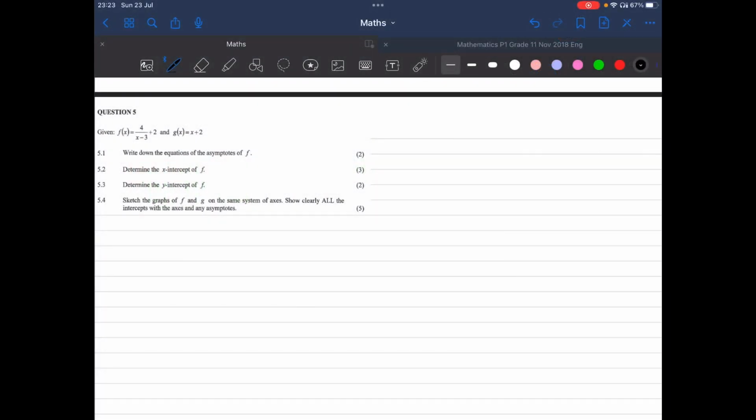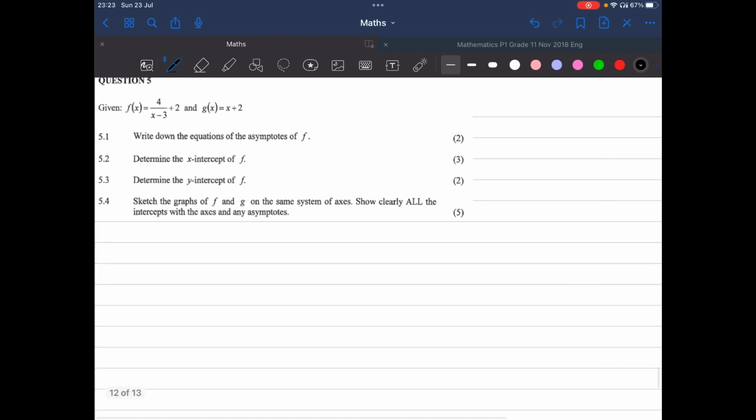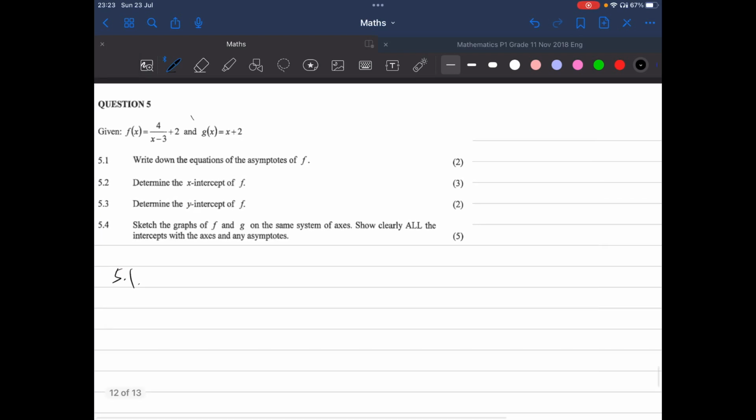Okay, let's now look at question 5, which is the start of the functions questions. Okay, so question 5 says, given f of x is equal to 4 over x minus 3 plus 2 and g of x equals x plus 2, write down the equations of the asymptote of f.